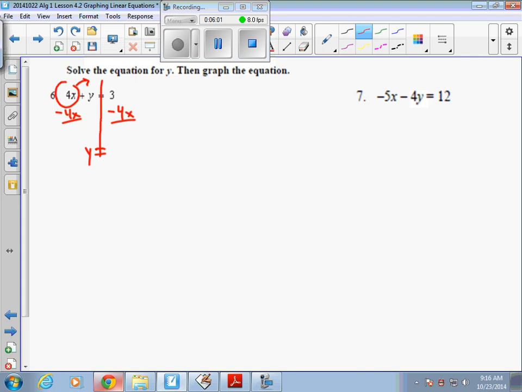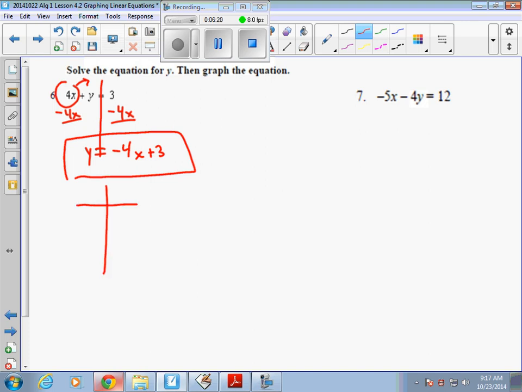So we have 3 minus 4x. Again, put your mx first. So negative 4x. And then positive 3. So now it says mx plus b. So the first part said to solve for y. We just did that. The second part says then graph the equation.